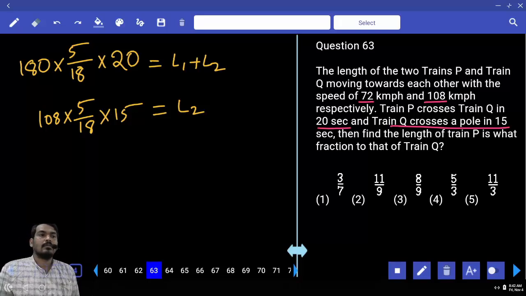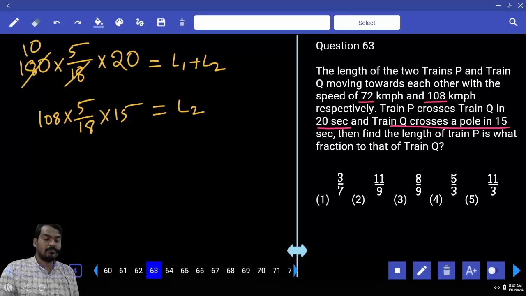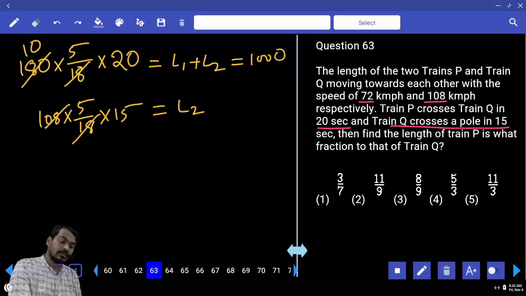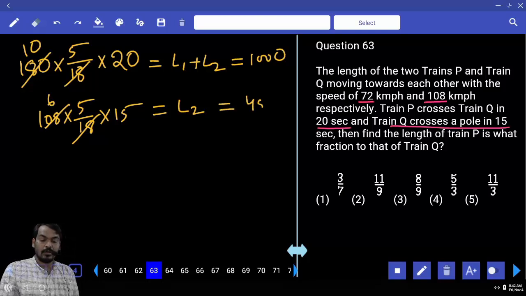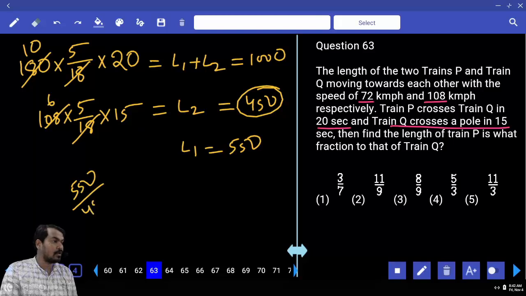18 how many times? 10 times. 10 5s are 50, into 20 means 1000. L1 plus L2 equals 1000. 18 how many times? 6 times. 6 5s are 30, into 15 means 450. L2 is 450. L1 is how much? 550. What is the question here? P is what fraction of Q? We write 550 by 450. How much? 11 by 9.